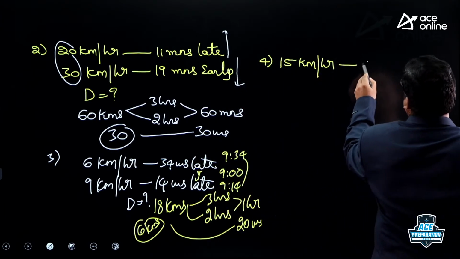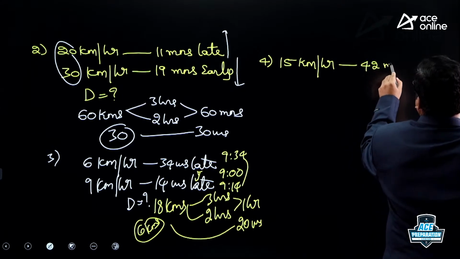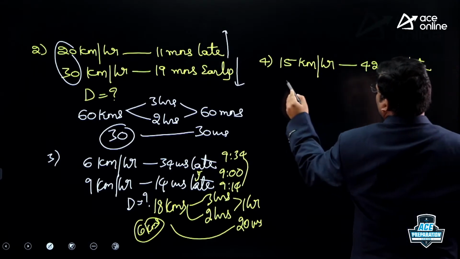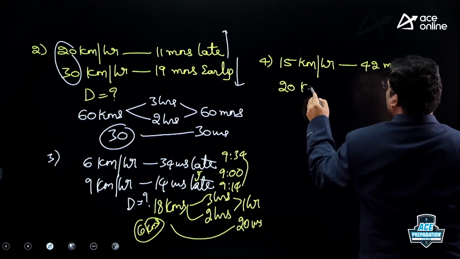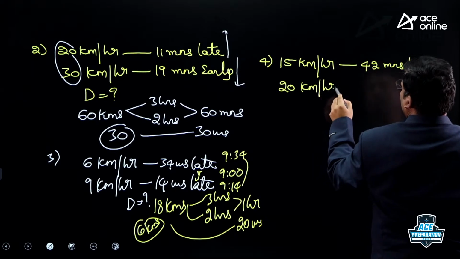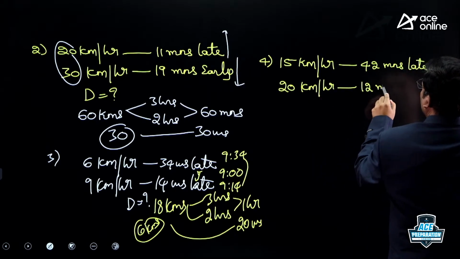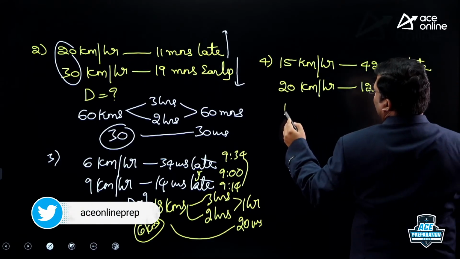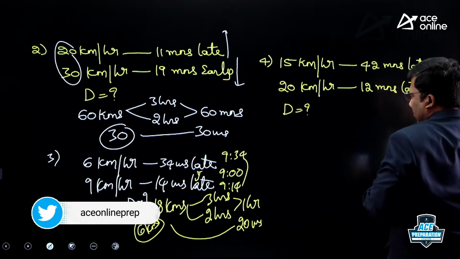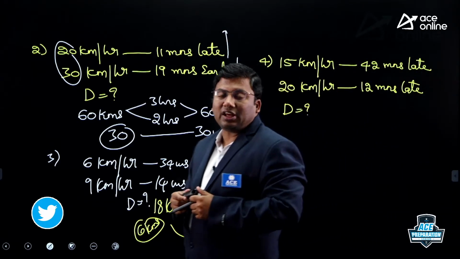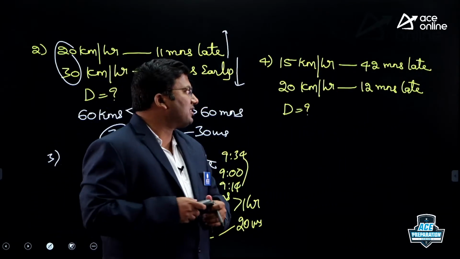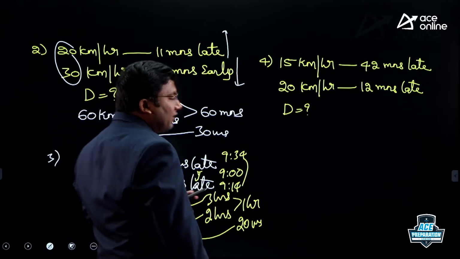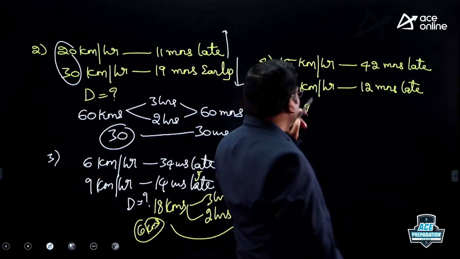15 kilometers per hour, 42 minutes late. 20 kilometers per hour, 12 minutes late. Tell me the answer. Find the distance. 15 kilometers per hour, 42 minutes late. 20 kilometers per hour, 12 minutes late. What will be the answer? Fatafat, tell me fast, sir.